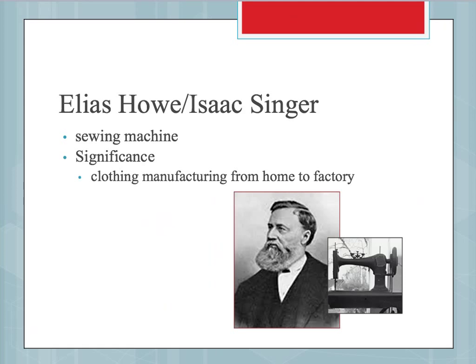Next is Elias Howe and Isaac Singer with the sewing machine, which for our purposes really got the factory system going. It took clothing manufacturing, which was a major industry in the United States at this time, from a home process where things were individually put together in different homes, and put everything under one roof with the factory. And that's kind of the key, the factory system, where you can produce something from start to finish under one roof.